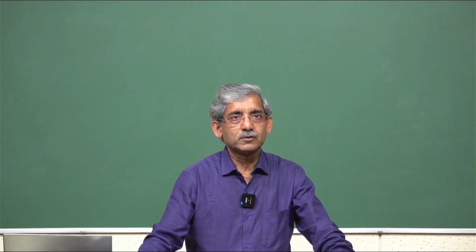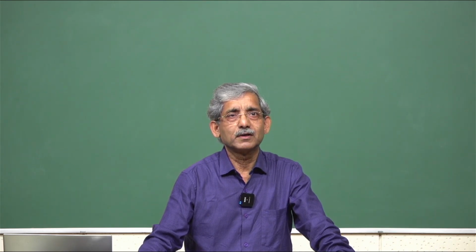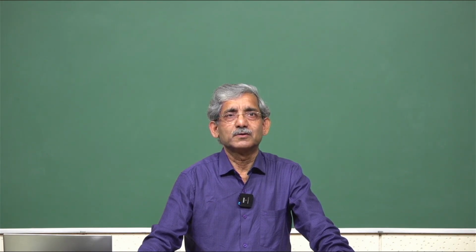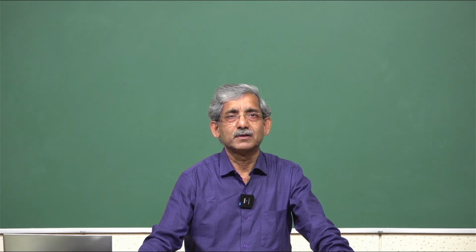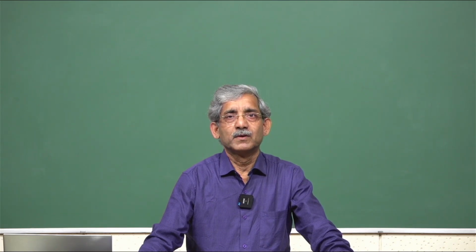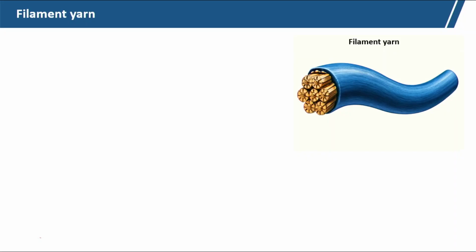So, hello everyone. We will continue with the topic yarns for protective textiles. We have discussed different types of staple yarns, like core-sheath yarn and composite yarn. Now we will discuss the filament yarn. Filament yarns are of two types, monofilament and multifilament yarn. It is widely used for many technical applications including protective textiles.